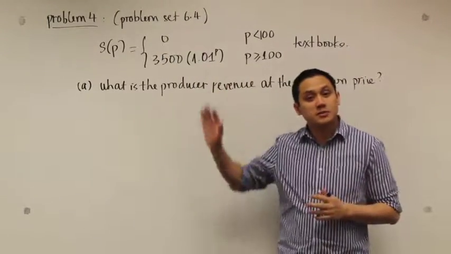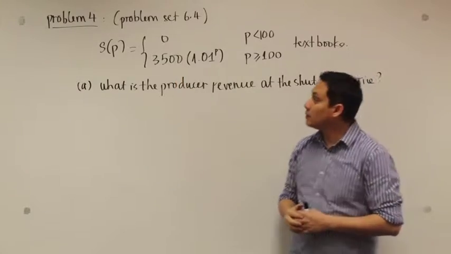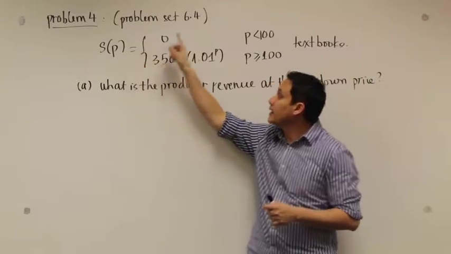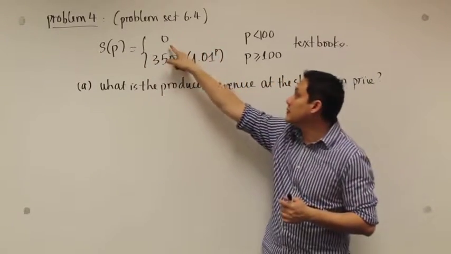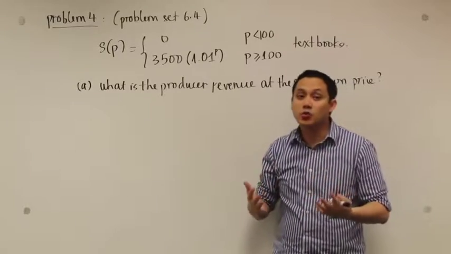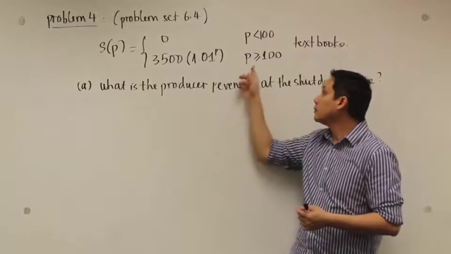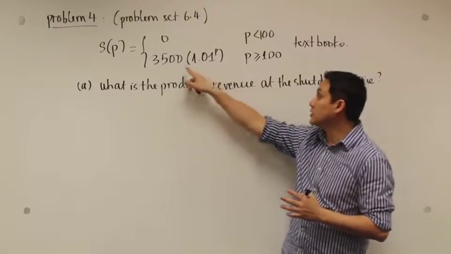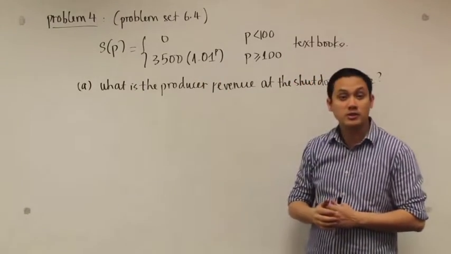Hello everyone, this is problem 4 in problem set 6.4. This problem is related to the supply function. If you don't remember, it is called a piecewise function. For 0, it indicates there will be no supply if the price is less than $100. If the price is greater than or equal to $100, the supply function is equal to 3,500 times 1.01 to the p.